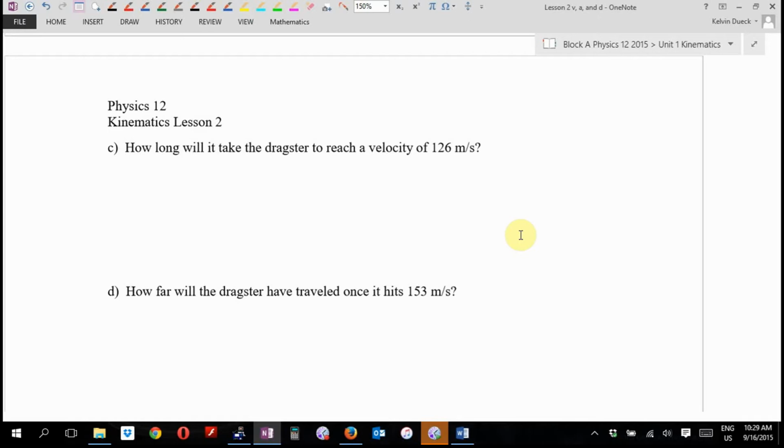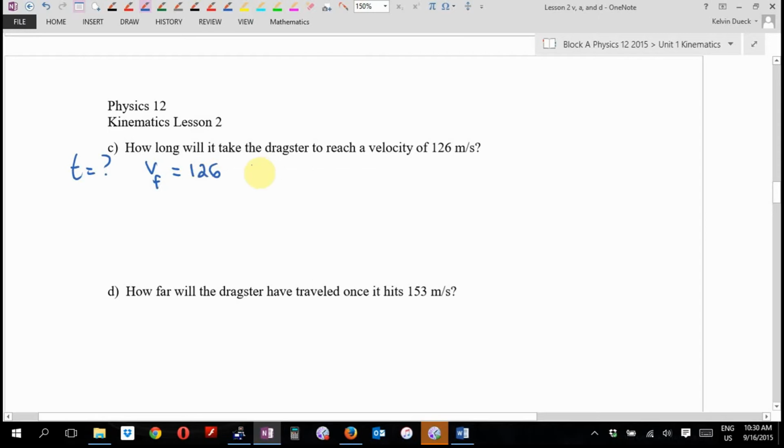Now, in English, how long is a tricky phrase because it can mean time. How long did it take? It can also mean distance. How long was the field? Sorry to my ESL students, but you'll hopefully just figure out the context. It'll be pretty obvious. So I'm going to go T equals question mark. And it looks like this time they've given me a V final of 126.